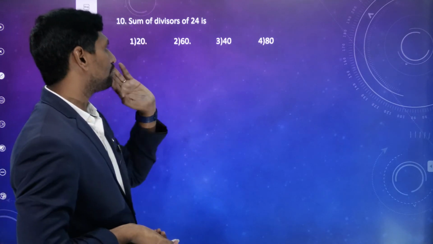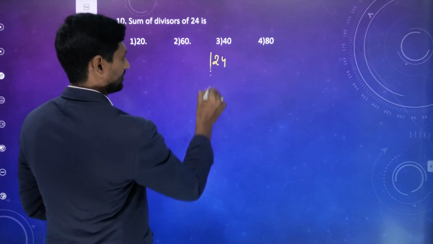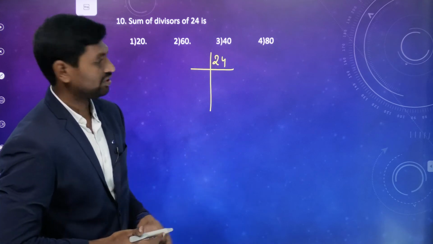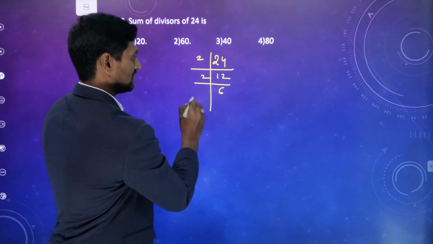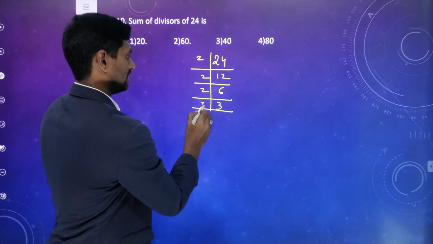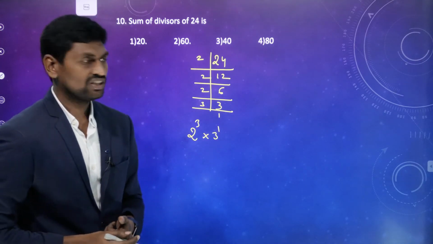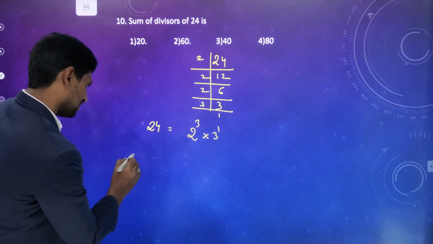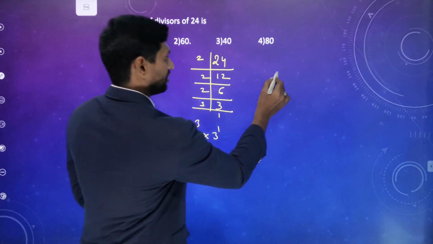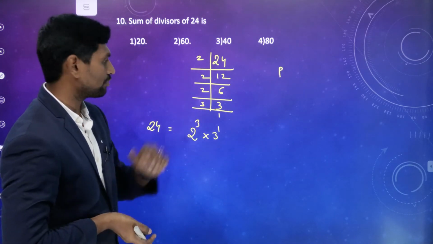Sum of divisors of 24. Same as the previous sum of divisors, we are going to apply the formula now. 2 table 12, 6, 3. This is nothing but 2 cube into 3 power 1. Okay, na? So the sum of divisors formula. I am just writing the formula this time. From the next question, I am not writing the formula.